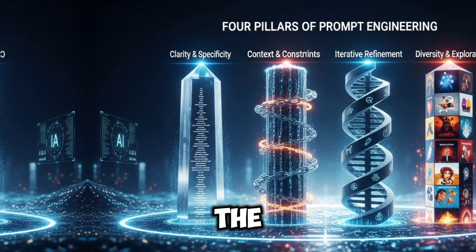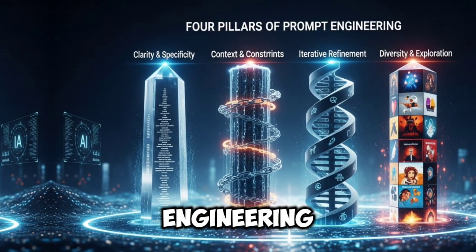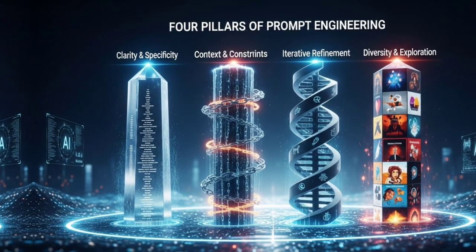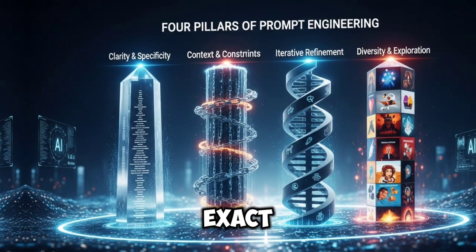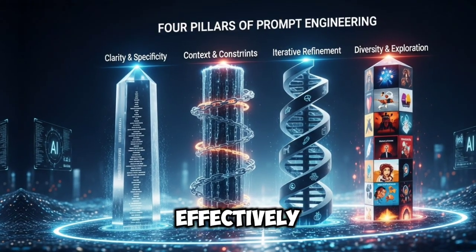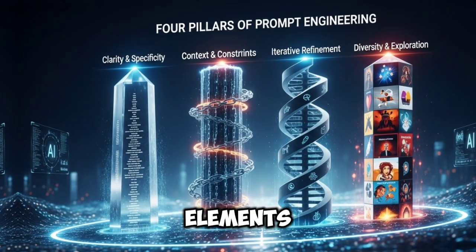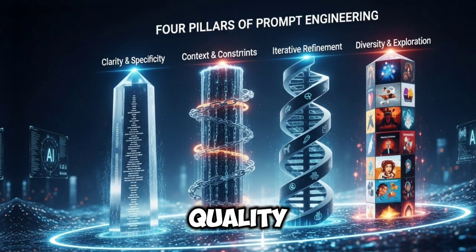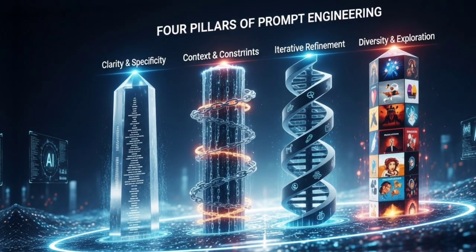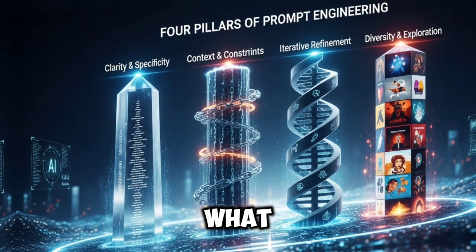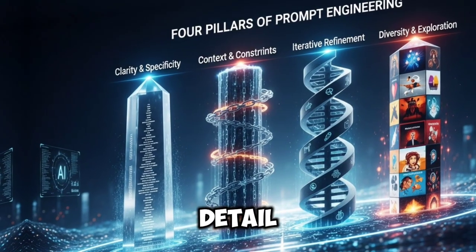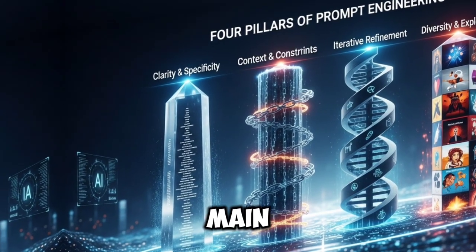Part 2. The 4 pillars of prompt engineering. To generate consistent, high-quality images that match your exact vision, your prompt must effectively define these 4 critical elements. Think of this as your quality checklist. 1. The subject, who/what. This is non-negotiable detail. Be meticulous about the main focus.